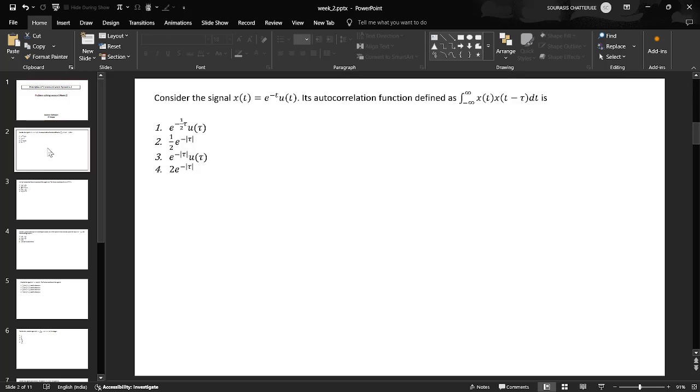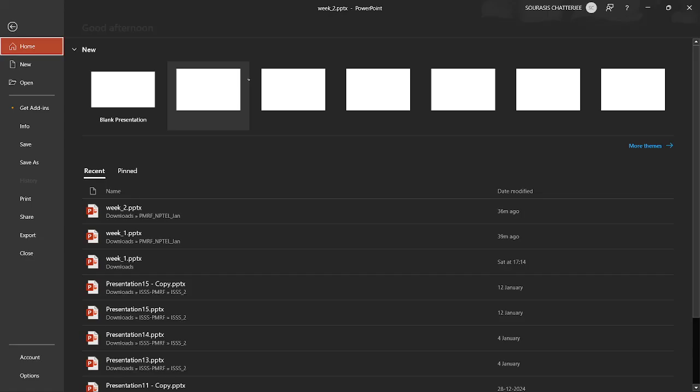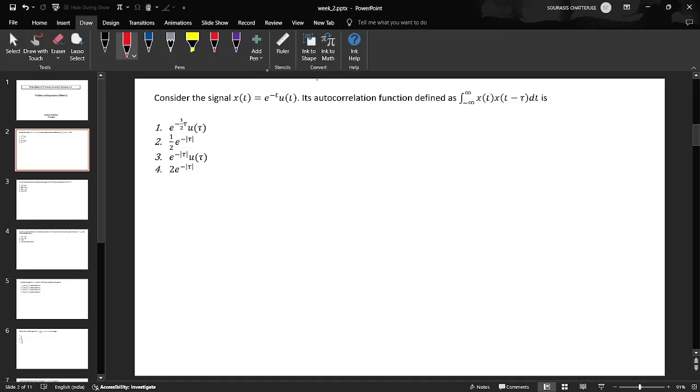So today's first problem that we are going to discuss is about the autocorrelation function. Professor Aditya already explained in an excellent manner and in a very detailed discussion what the autocorrelation function is. I would just like to replicate a few things from there. Basically the question asks that you are given a signal and its autocorrelation function is defined as this, so you have to compute the autocorrelation function.